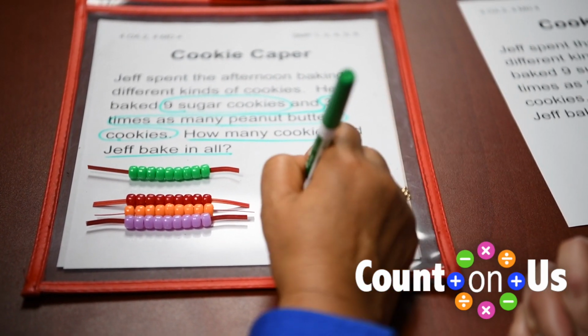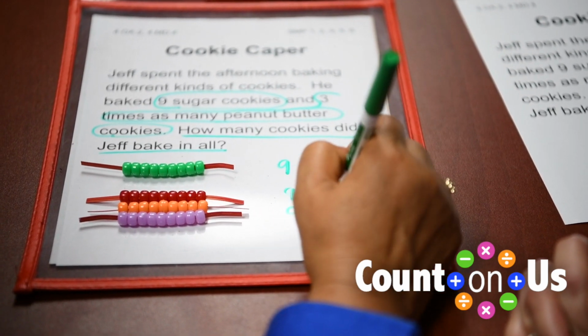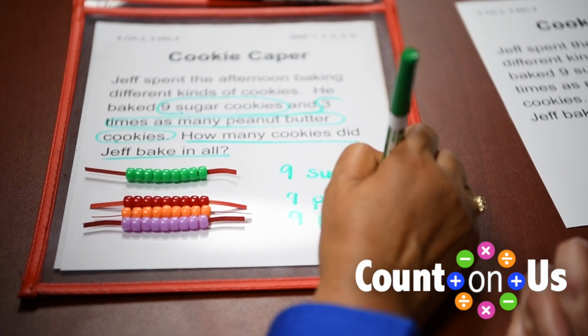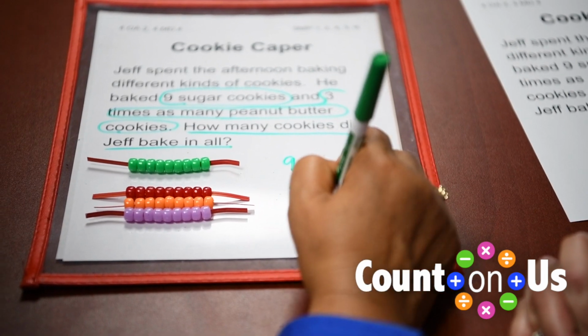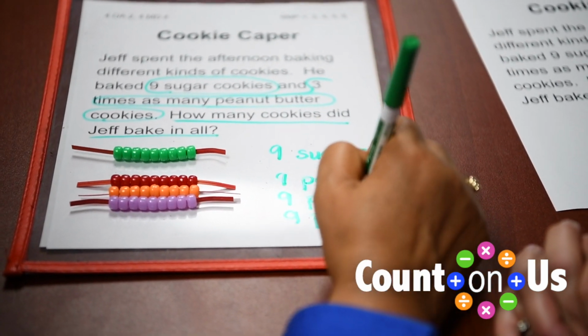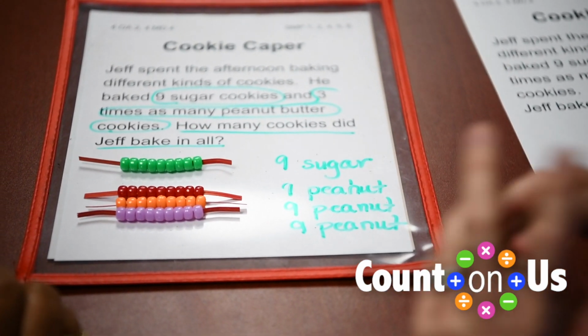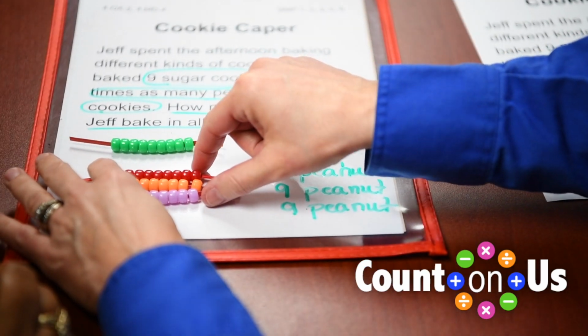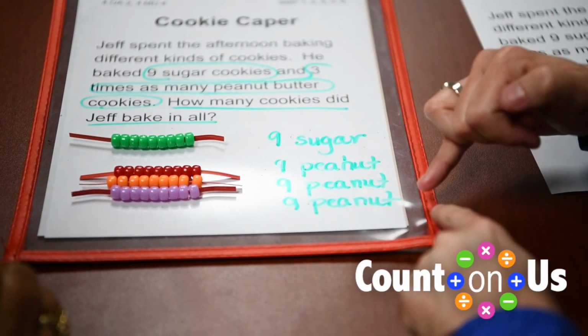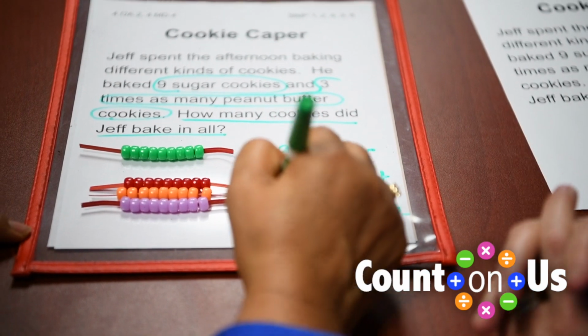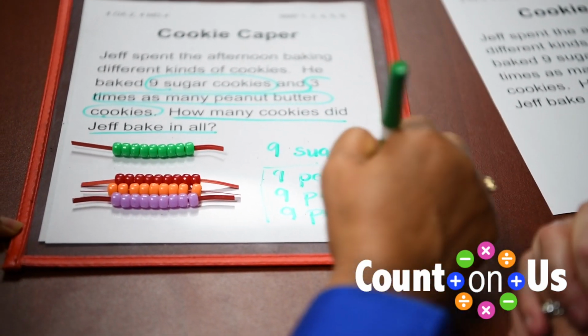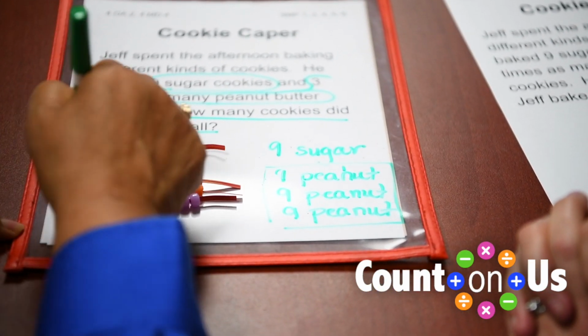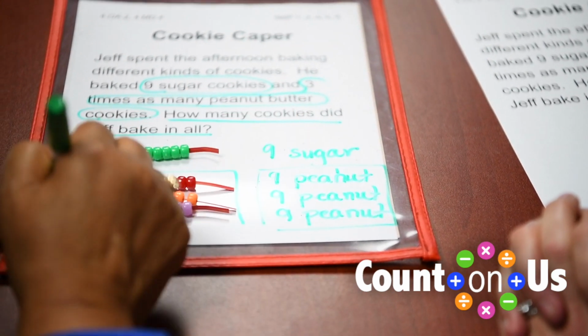We have 9 buttons, the orange ones, representing the peanut butter, and then the purple. So we were just showing 3 times as many using the different colors. If we take a look at the peanut butter cookies, all these peanut butter cookies come together to make 27, because we know that 3 groups of 9 is 27.